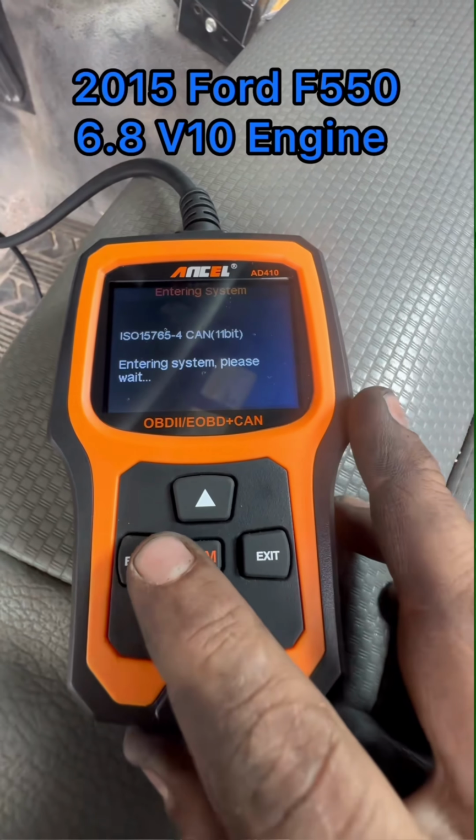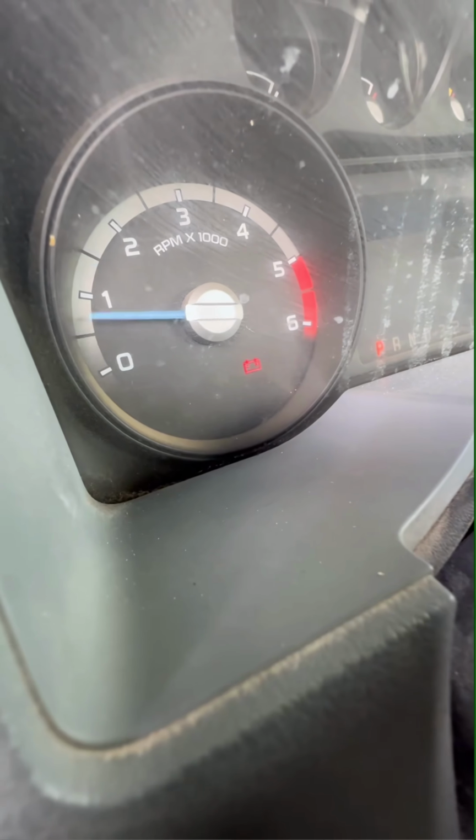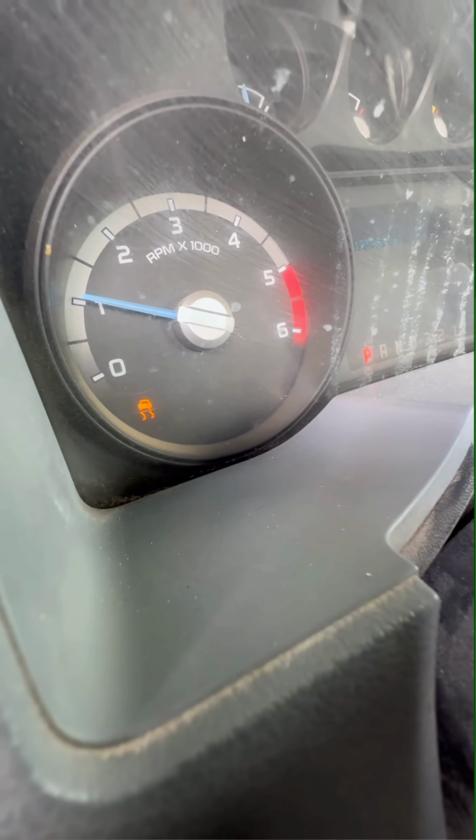Is that the reason why the truck's not starting? To verify, let me unplug the mass airflow sensor, which has the intake air temperature sensor built into it, and retest. Oh wow, that was our problem. That's a first for me.